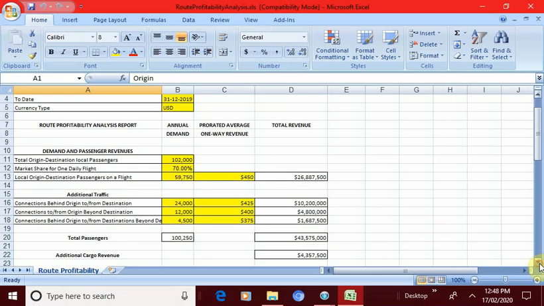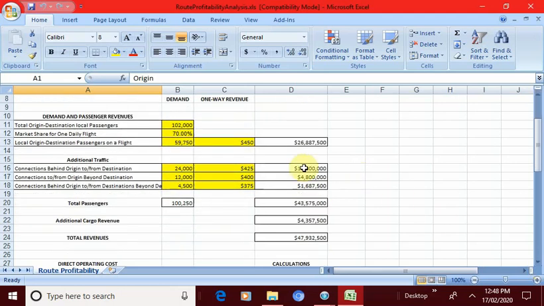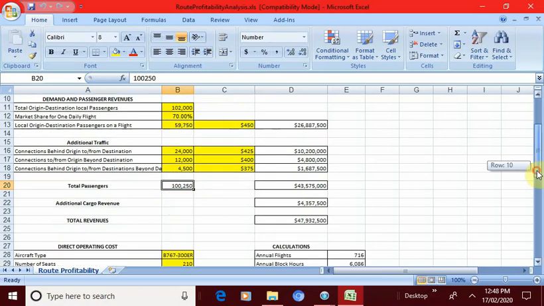And if you can see the revenues, this is the local revenue. This plus this into this would be this, and this is additional traffic revenue. This is the passenger revenue. These are the number of passengers flown over the 1 year. Additional cargo figure is this, and the total revenues is this much. So this is the first part of it.